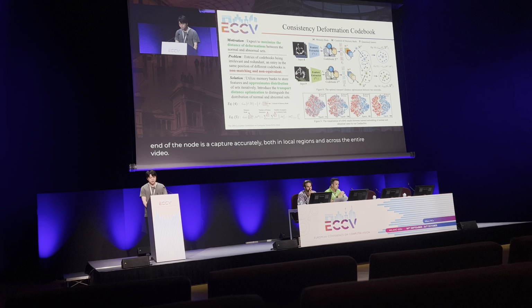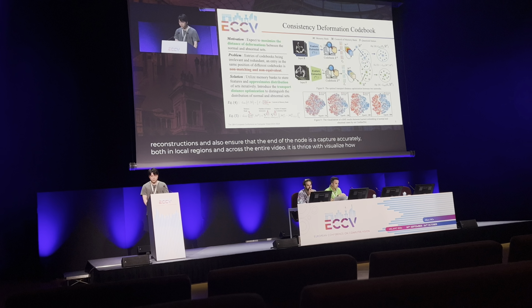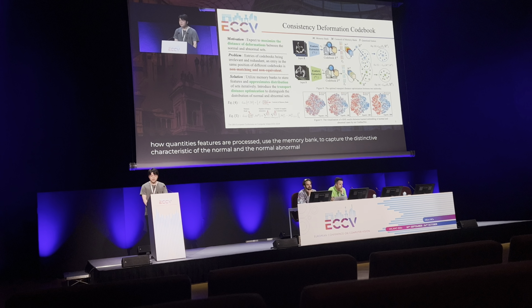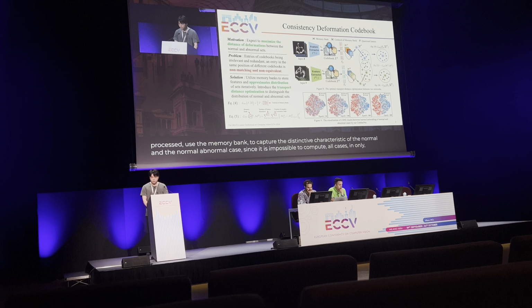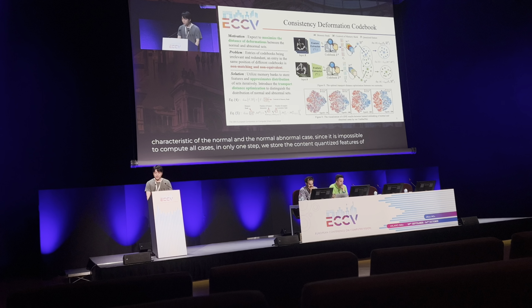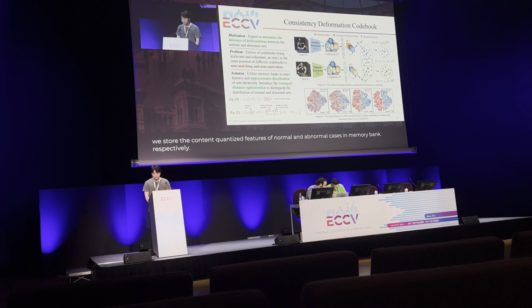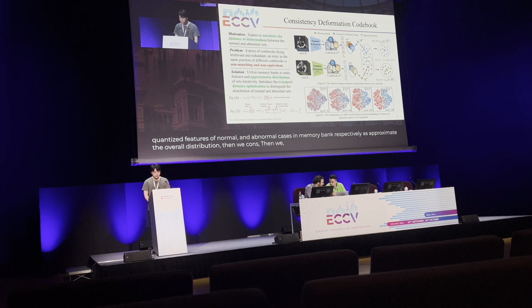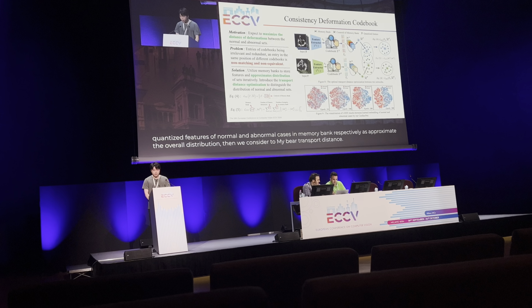In this slide, we visualize how quantized features are processed, using the memory bank to capture the distinctive characteristics of the normal and the abnormal cases. Since it is impossible to compute all cases in only one step, we store the quantized features of normal and abnormal cases in memory banks, respectively, to approximate the overall distribution. Then we optimize the transport distance between them.